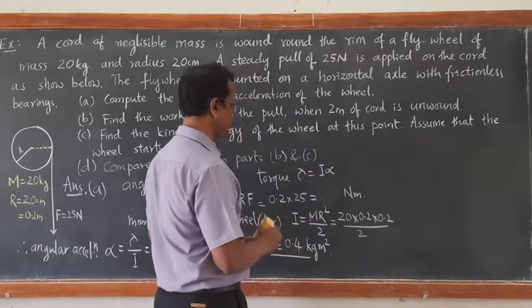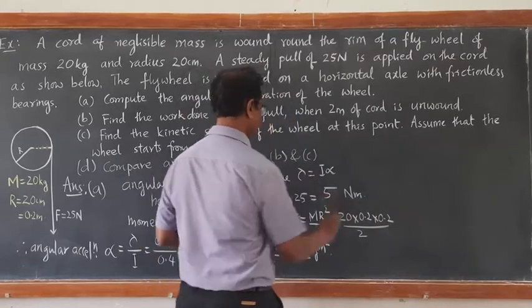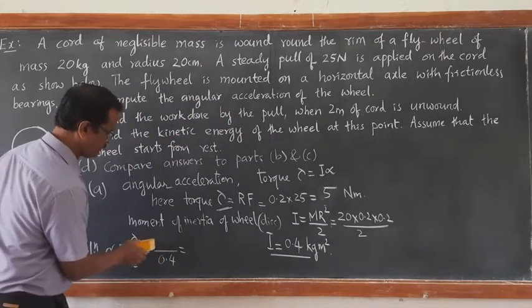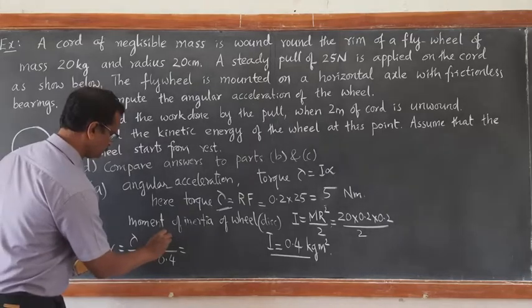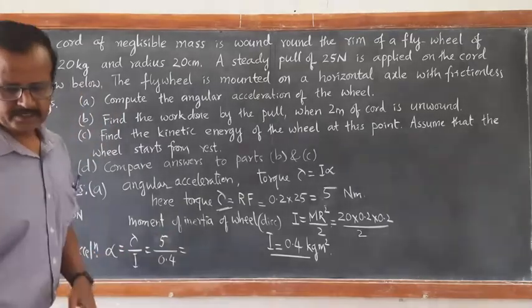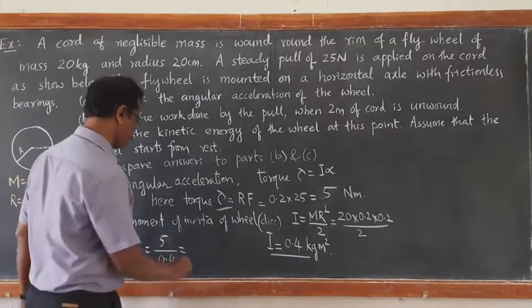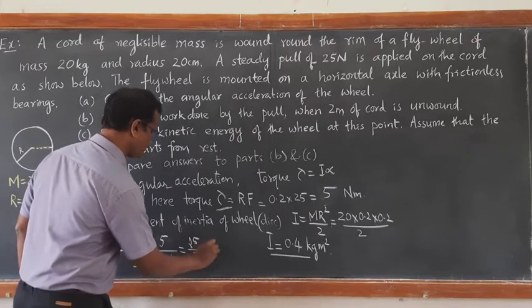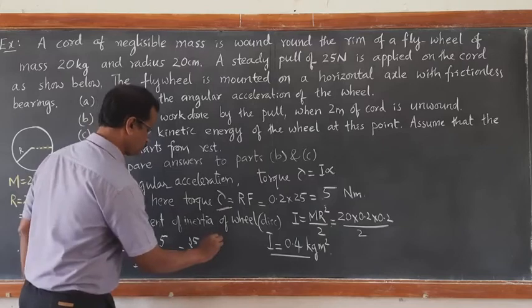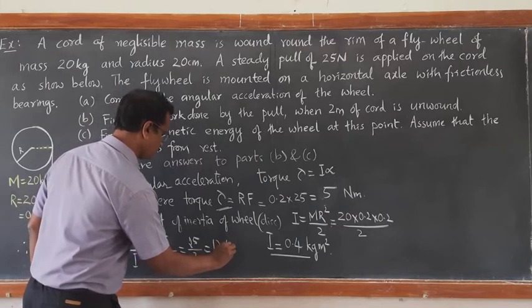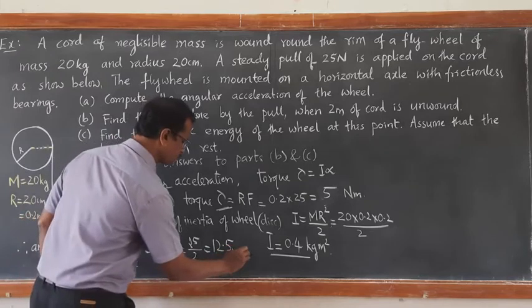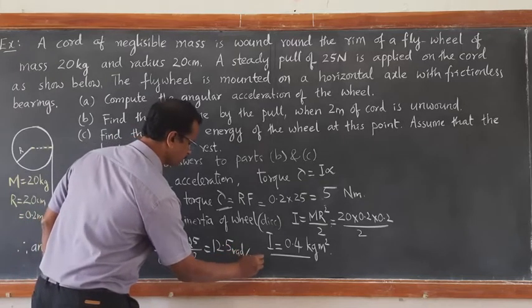25 into 0.2 becomes 5 meter. So thus it becomes 5 by 0.4. If you calculate this, it becomes 50 by 4, that is 25 by 2. 25 by 2 implies 12.5 radian per second square.